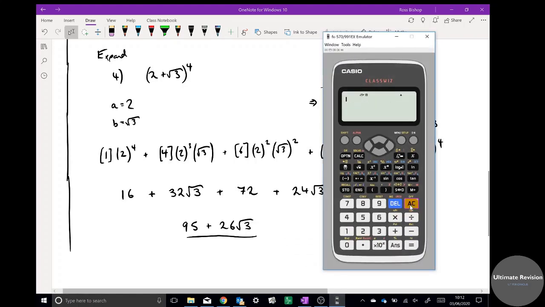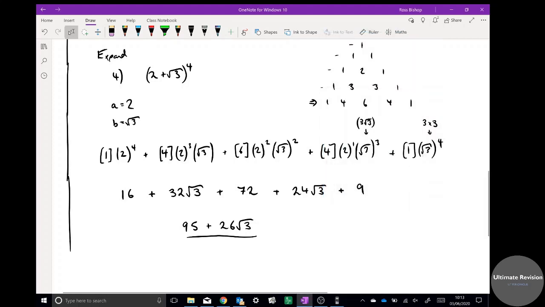And we'll do a quick check on our calculator. Hopefully I haven't made any silly mistakes with this one. It doesn't even give you, so let's just see if that's the same. If I minus 95 plus 26 root 3, if it is 0, I know that I'm correct. If it's not, that means I've probably made a mistake.